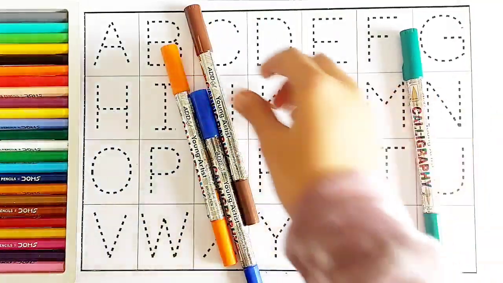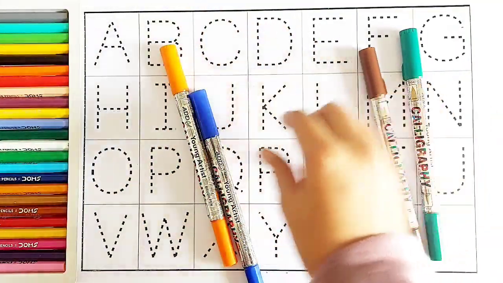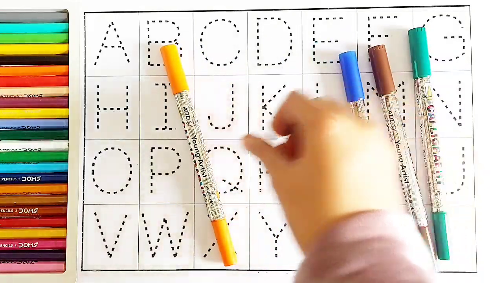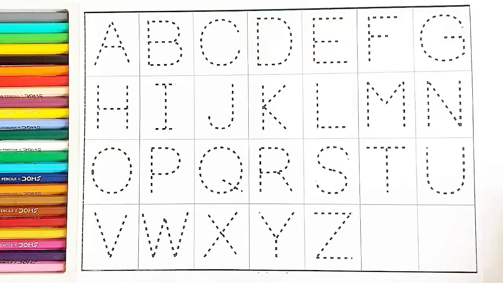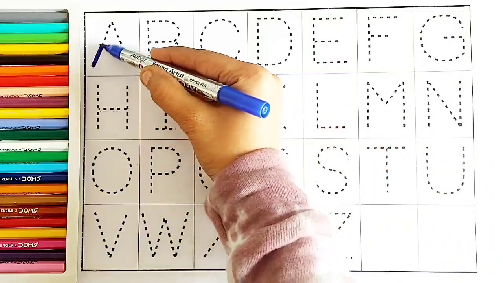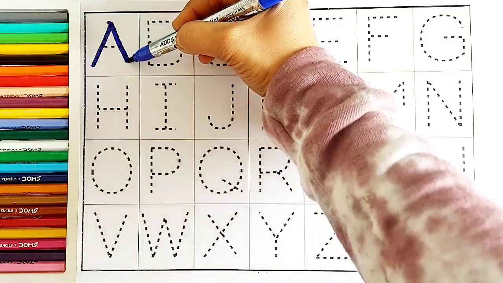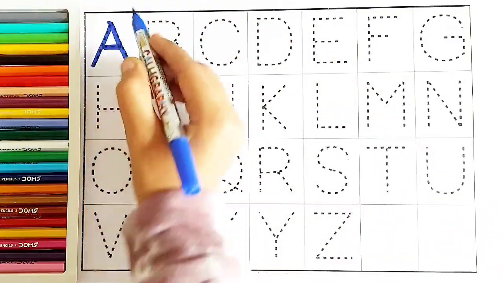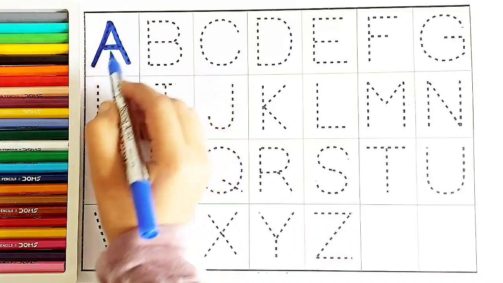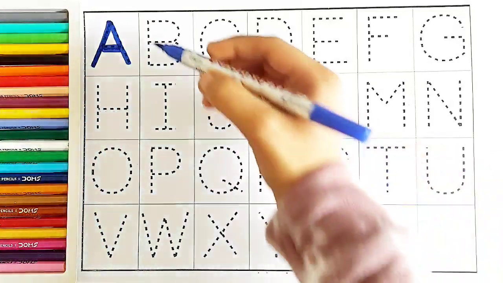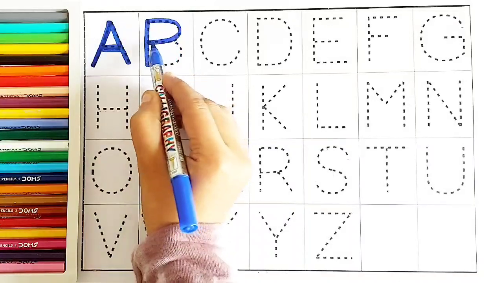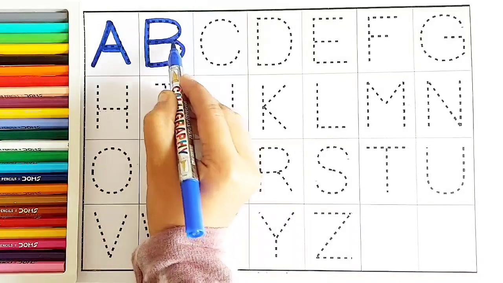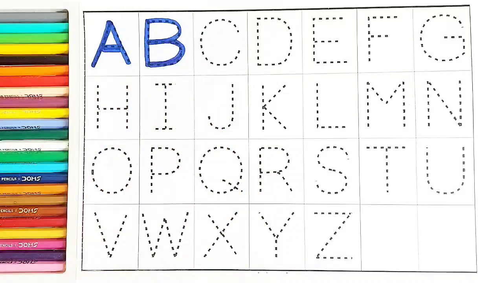Green color, brown color, blue color, orange color, blue color. A. A for apple. B. B for ball.